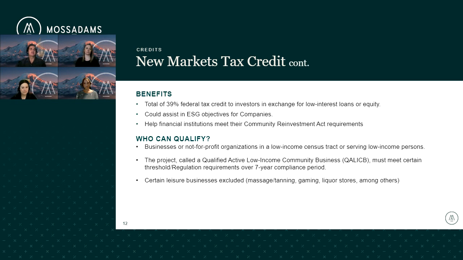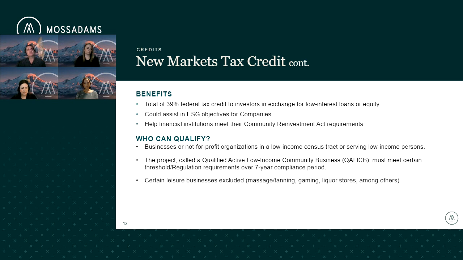The benefit's a 39% tax credit, and that's spread over a 7-year period. That's a total of 39%. It's not an annual one. It's spread over a 7-year period. That's a big benefit. It also helps companies with ESG metrics and incentives. Financial institutions are very active in this, and it can help with their Community Reinvestment Act requirements.